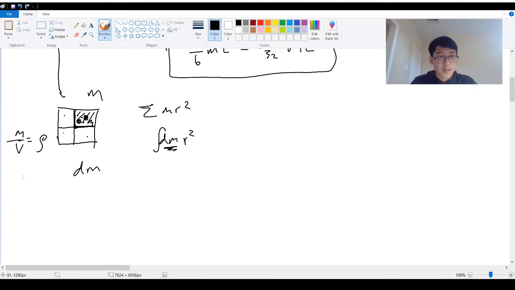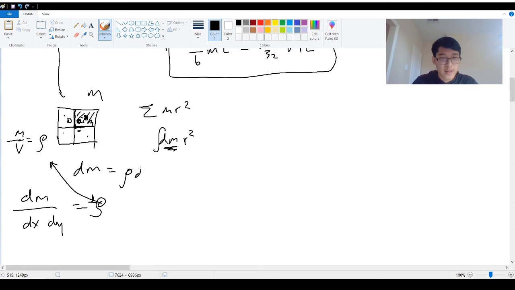So because of this, we can say dm over whatever the d volume is, or d area in this case. So what is this d area? Well, we can model it as dx times dy, right? So dx will be a small increment in x, and dy will be a small increment in y, and you multiply it as a small little rectangle that the dm is in. So this is also equal to the same density, okay? So we can plug this in, so dm is equal to rho dx dy, right?